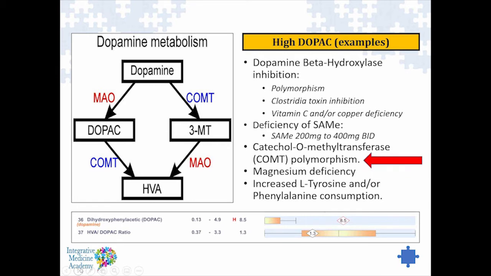Another reason that DOPAC can be high is a polymorphism of the catecholamine O-methyltransferase enzyme, or COMT.